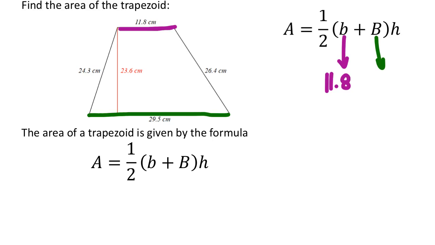So the green one could be the 11.8, and the purple one could have been the 29.5, okay, in the formula for trapezoid. They just need to be parallel to each other. So I got 29.5 right there.